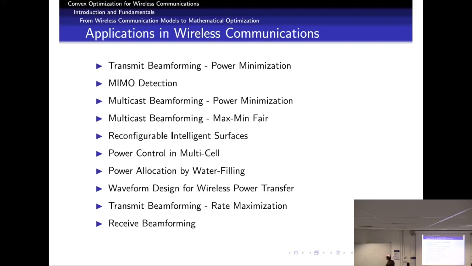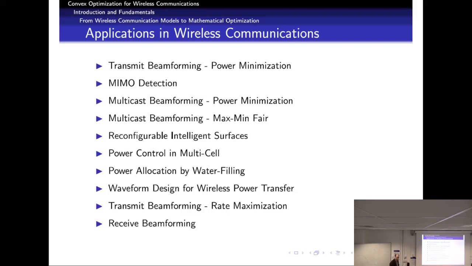Again, this is the scenario where you have precoders here, this is a precoder W1, W2, W3. And what you want to do is to minimize the power here in order to have a certain quality of service there. Or you could do MIMO detection.